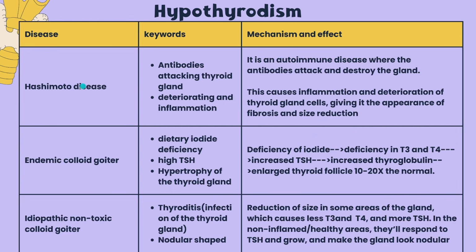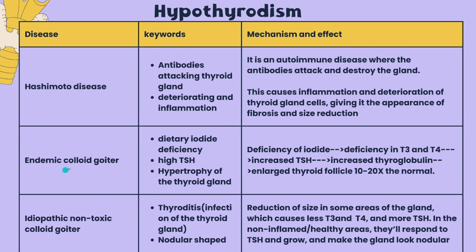Now for hypothyroidism, Hashimoto's disease. Hashimoto's disease is another autoimmune disease, but we have the antibodies attacking the gland and deteriorating it. It's gonna give a fibrosis or size reduction to the thyroid gland, and it's gonna cause inflammation. We'll have less T3, T4, and high TSH in it.